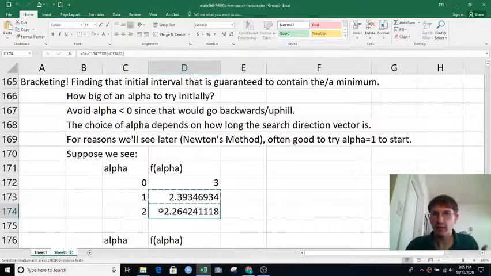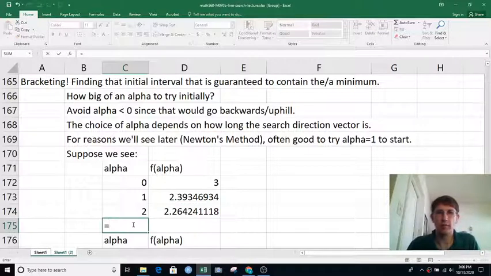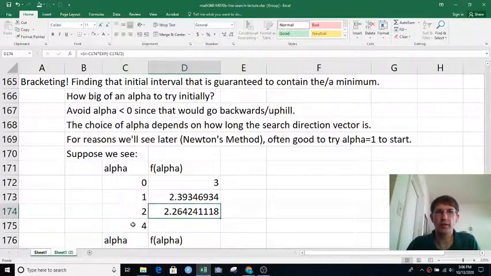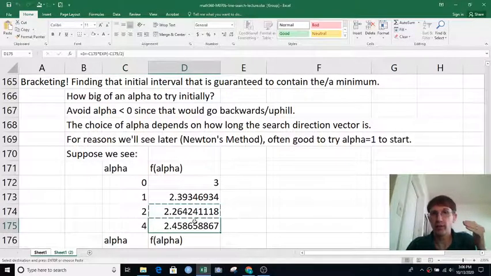But here, would you say we're done finding our bracket? Well, we saw the objective function decrease and then decrease again, but we haven't seen it increase again. So maybe I'd double the previous alpha value. And now it started increasing again from what we saw. So we've established our bracket.